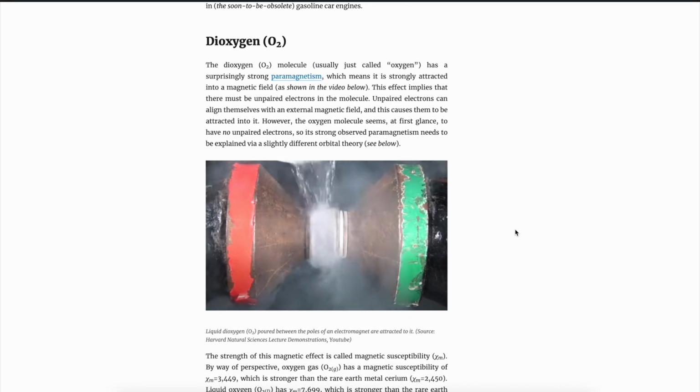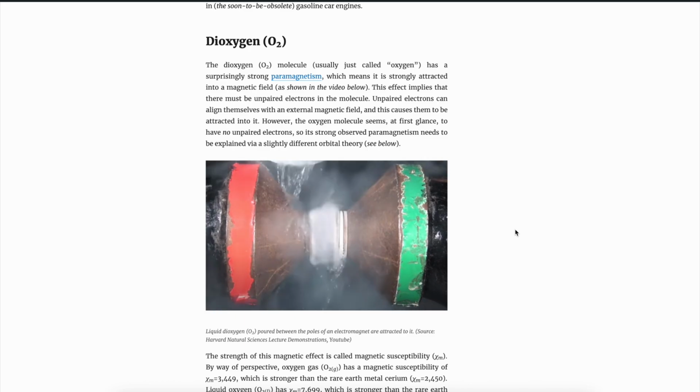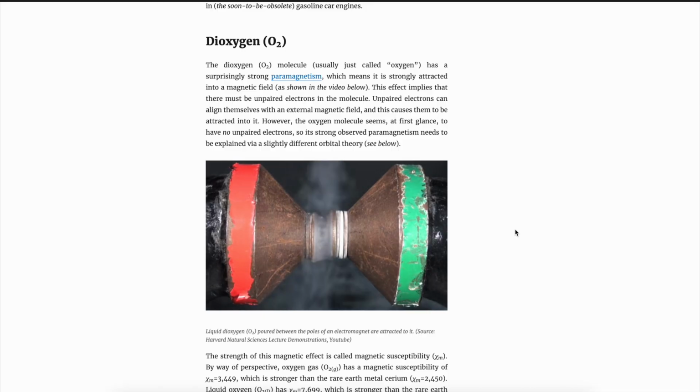This is fascinating as well. When oxygen forms a liquid and you pour it through very strong magnets, it doesn't fall through under the force of gravity, it sticks to the magnets, which shows you that the oxygen molecule is a very strongly magnetic molecule, which is a very interesting subject in its own right, and I encourage you to look into that.